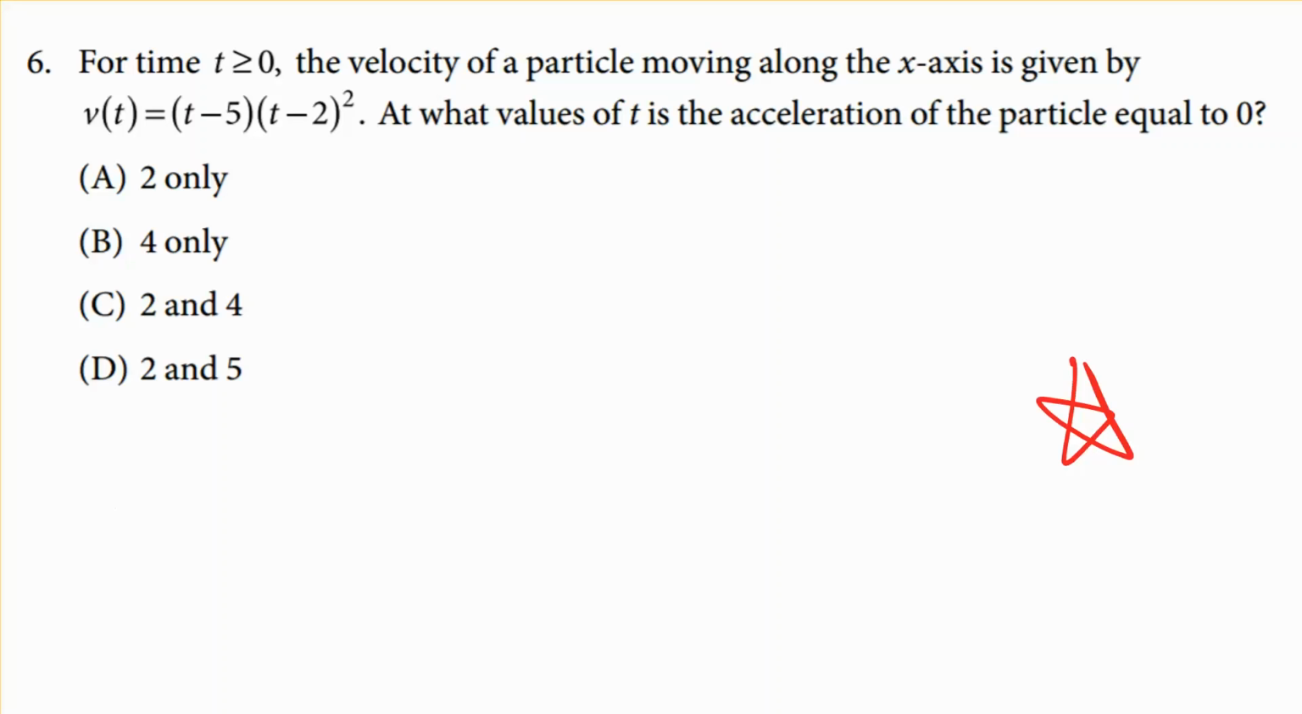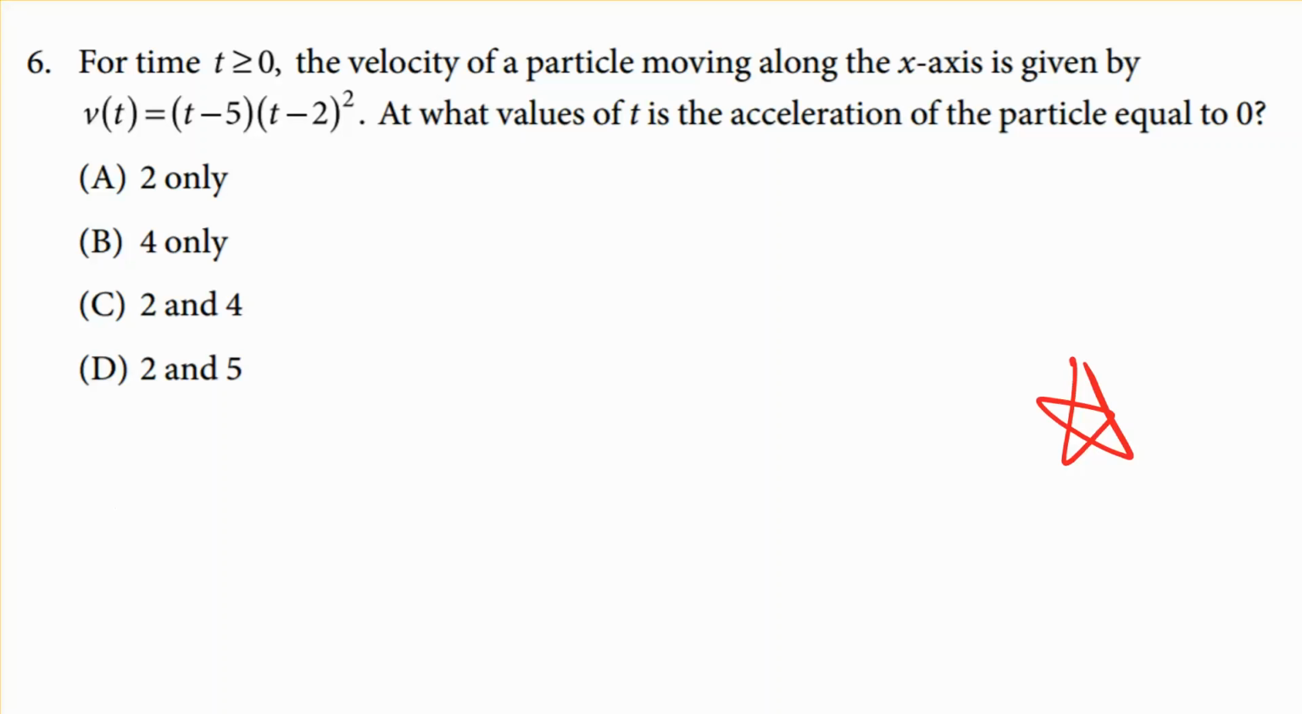All right, let's take a look here. For time greater than 0, the velocity of a particle moving along the x-axis is given by v of t equals these two factors. At what time is the acceleration of the particle equal to 0? So for acceleration, we've got to be thinking second derivative.